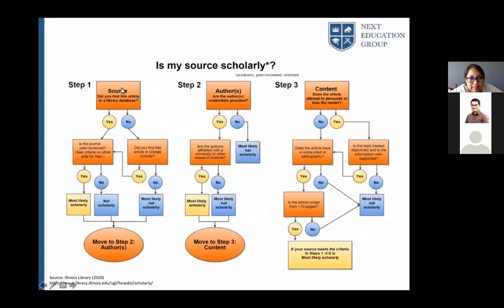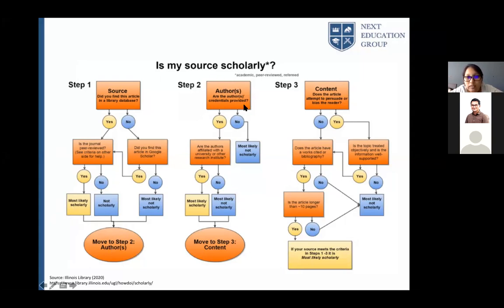So step one, you have your source. Let's say you found an article. Did you find this article in a library database? No? Okay, then did you find it in Google Scholar? No? Then probably it's not a scholarly article. Okay, you found it in a library. Is the journal peer reviewed? See the criteria on the other slide. Basically, that criteria that I was showing: the title, the publisher, the volume, all of this. If everything is there, it's most likely scholarly. If it's not there, it's not scholarly.